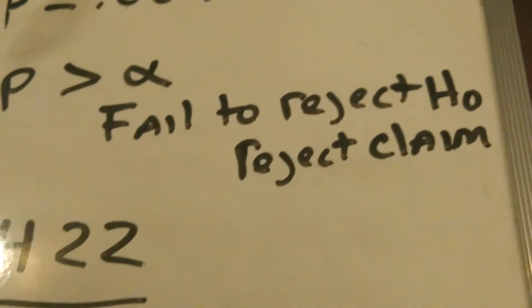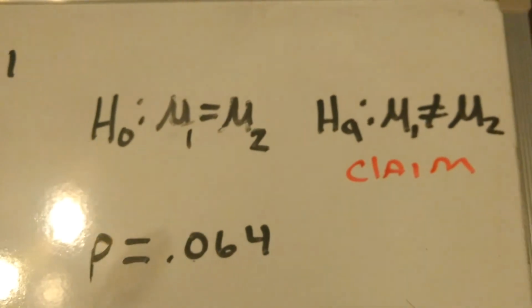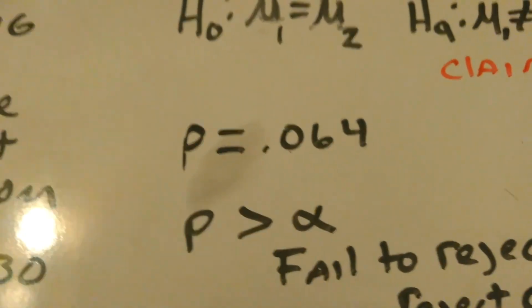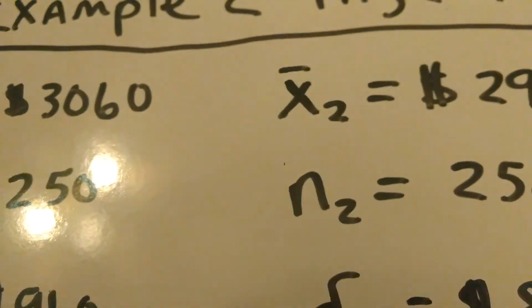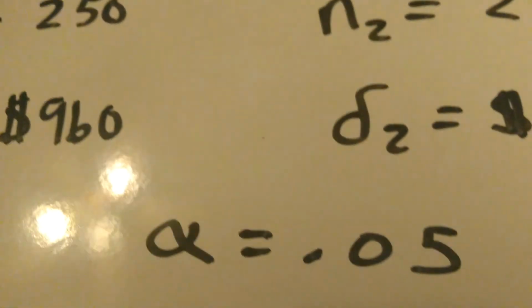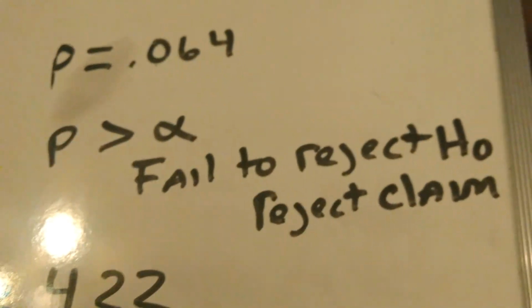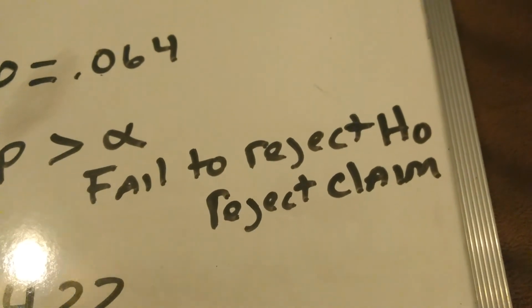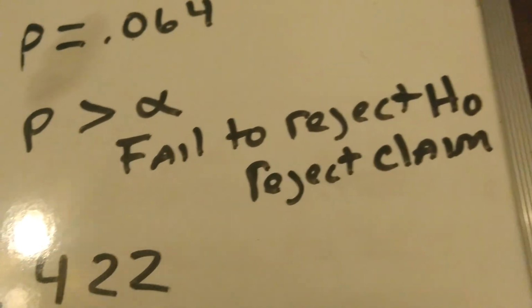Now, when you do your problems for this particular test, I'm going to want to see the null and alternative hypotheses and what the claim is. I'm going to want to see what p is. I'm going to want to see the stats here: the x-bars, the n's, the sigmas, the alpha. You don't have to do any kind of explanation to me. All you have to do is tell me whether you fail to reject the null or you do reject, whether you reject the claim or fail to reject the claim.